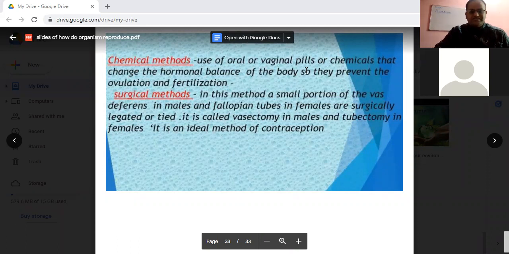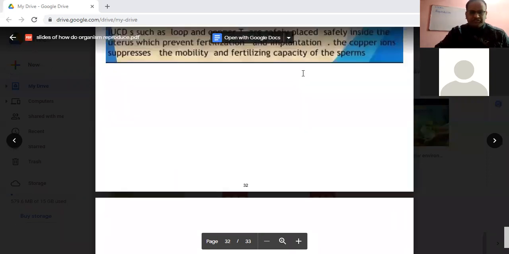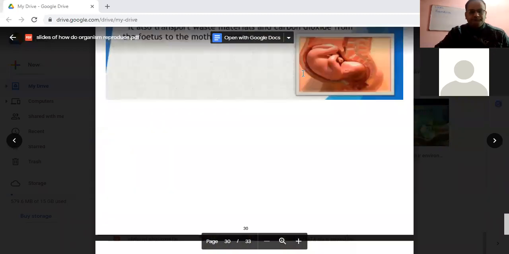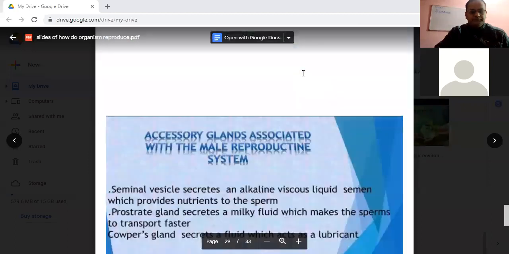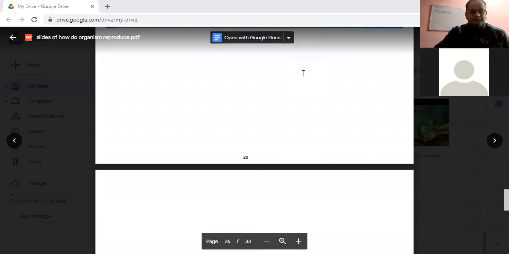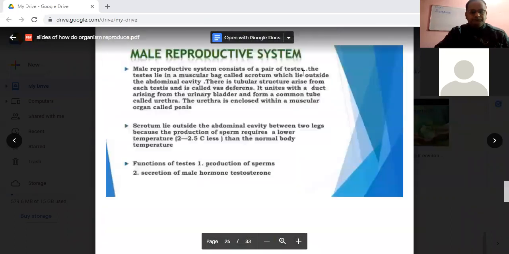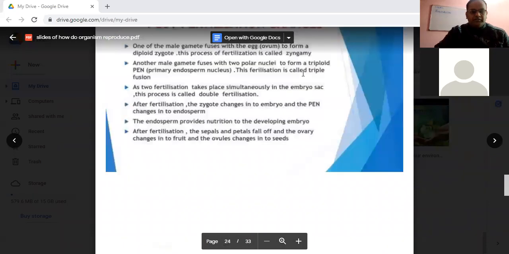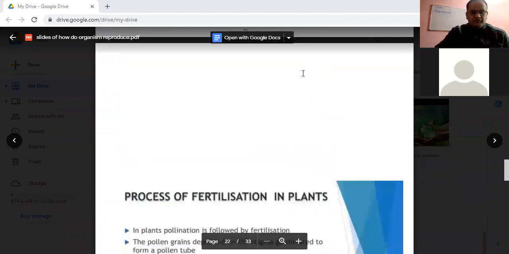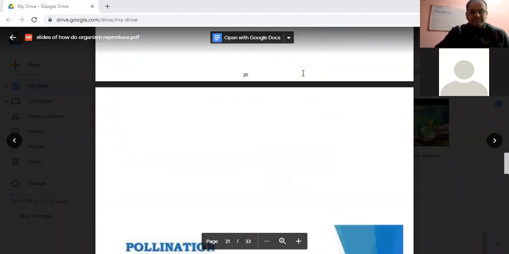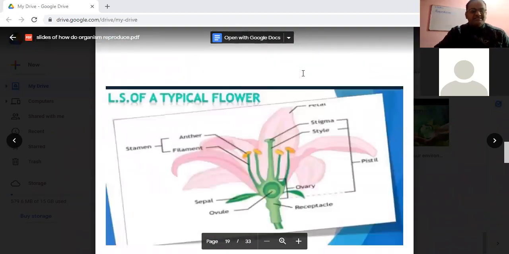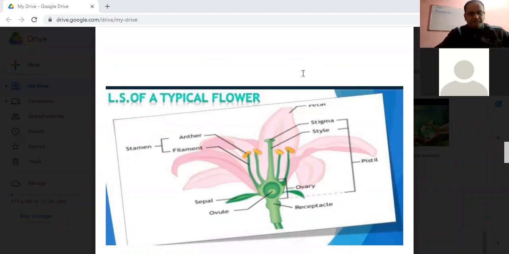So let me go once again to plant reproduction. Let me go back to the slide. Okay, first of all, students, before going to the fertilization process of the plant, let us first discuss the sexual parts of the plant. This is the LS of a typical flower.